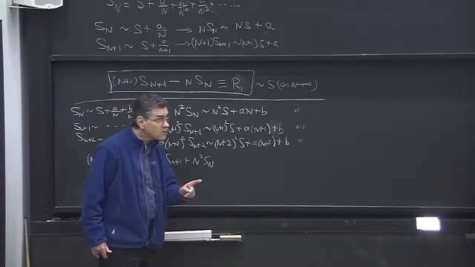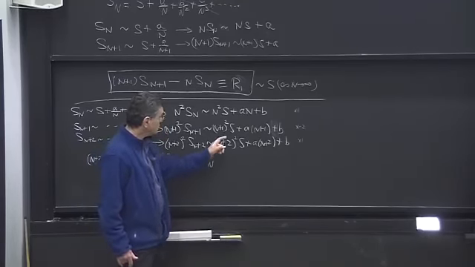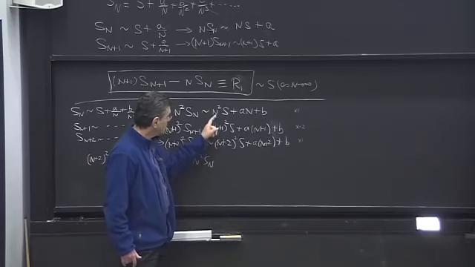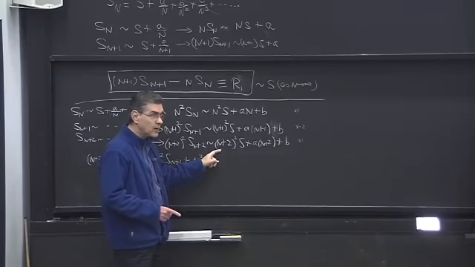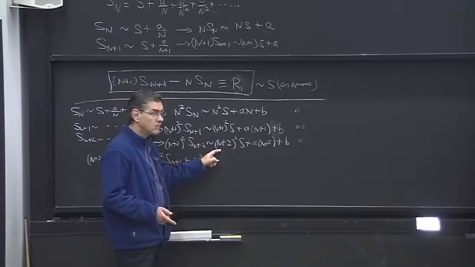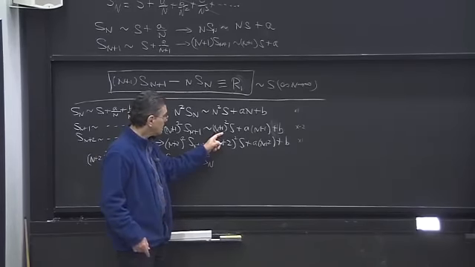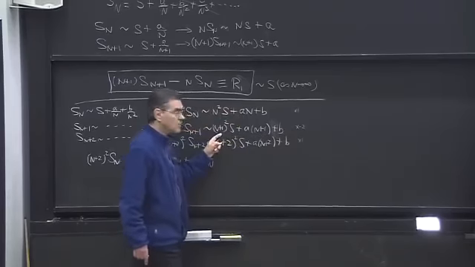Say it again? No. Take one of these, n squared, one of these, n squared plus 4n plus 4, and take away 2 of these.